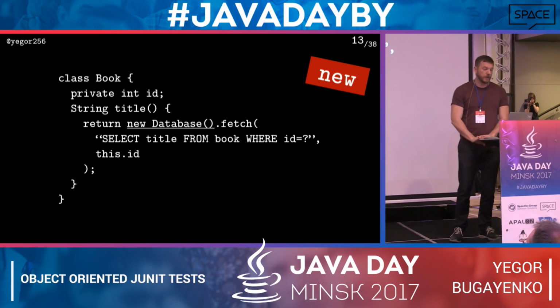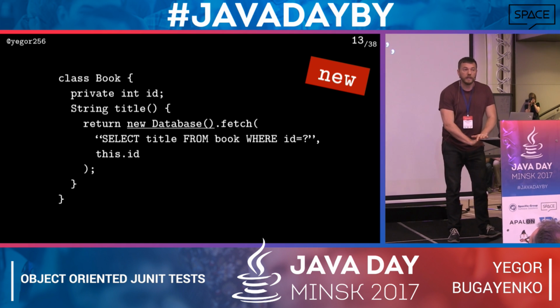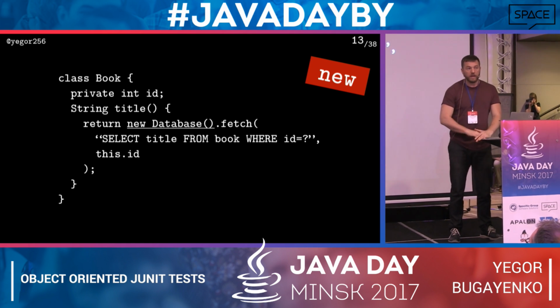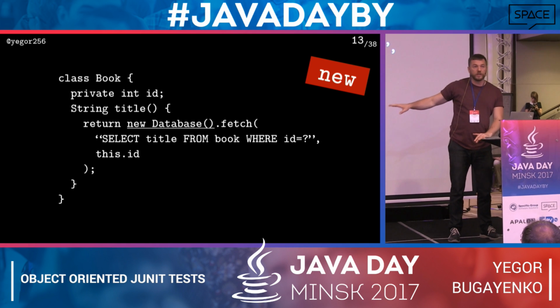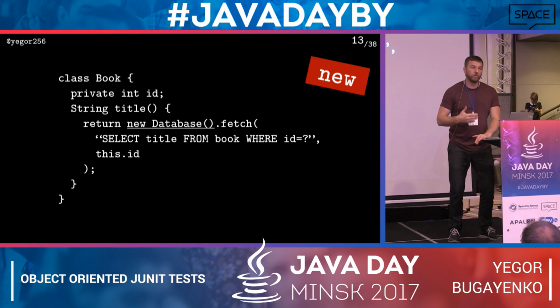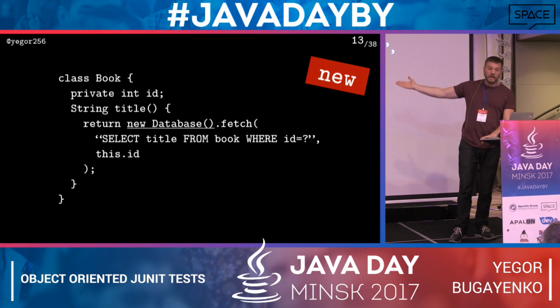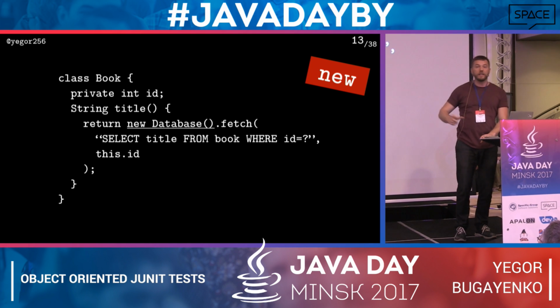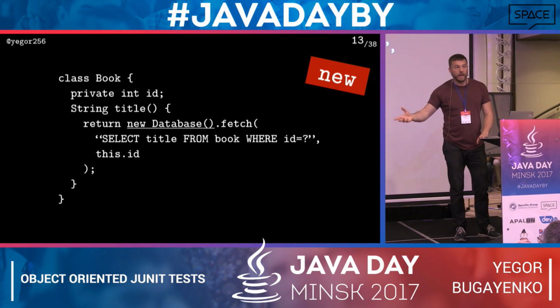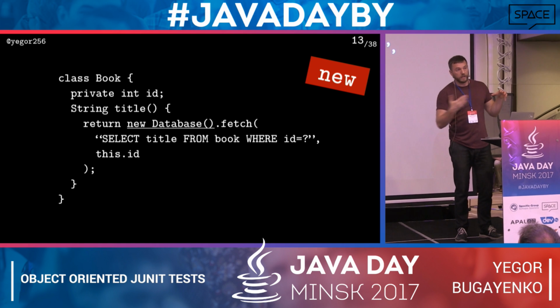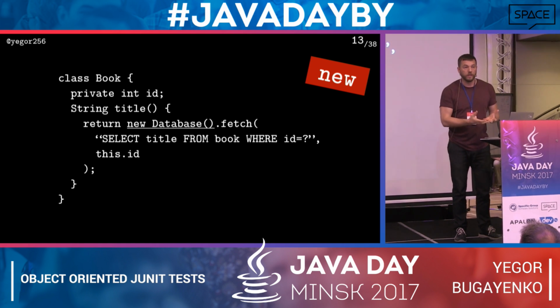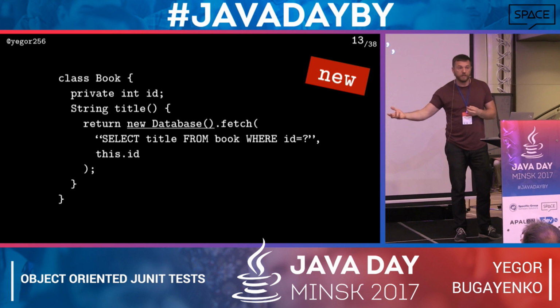Problem number three is actually using the new operator inside your method. Every time in the method you say new, you are creating code which will be difficult to unit test. Because in this case, inside my method title, I'm creating an instance of the database. And if I create a book and I try to test it, then during my test, this instance will also be created. So that's a dependency. I depend on the database, and it's breakable but difficult.